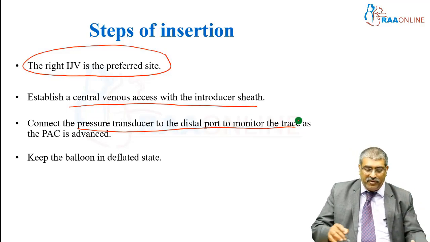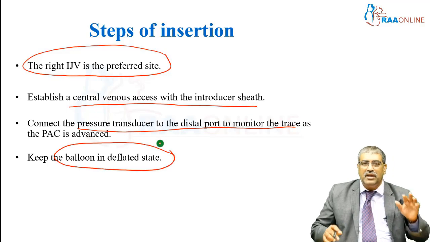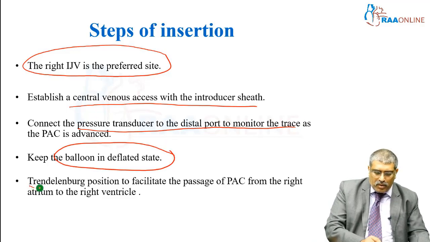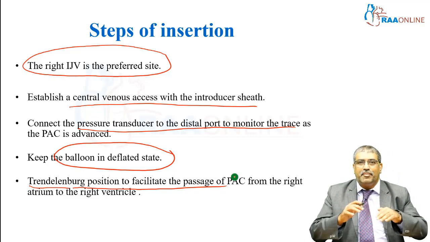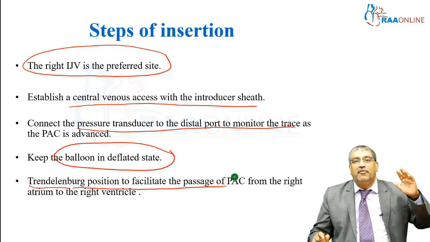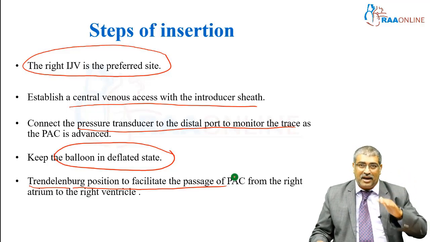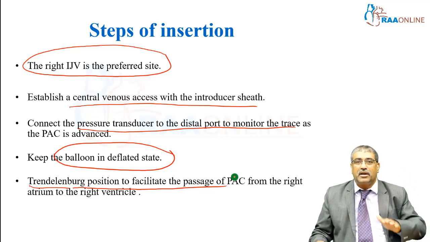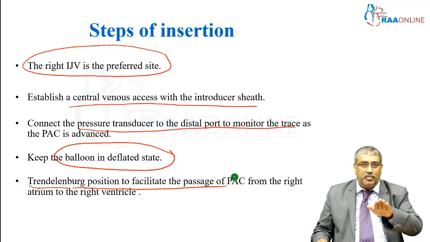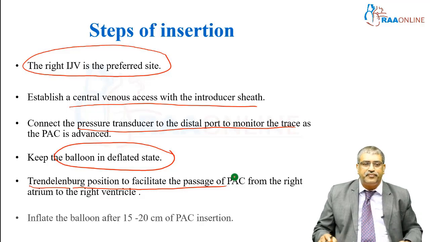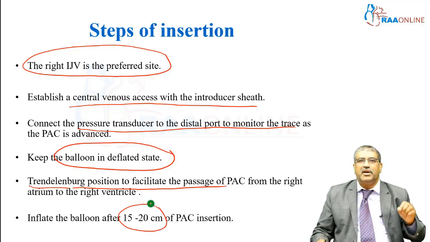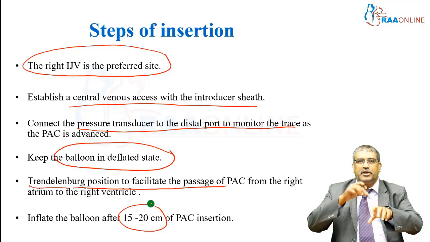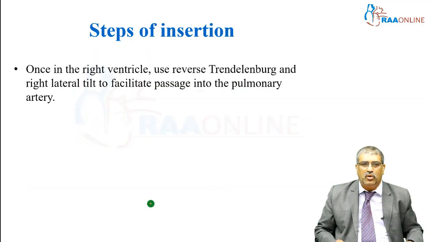Keep the balloon in deflated state until you reach the right atrium. You keep a Trendelenburg position to facilitate the passage of the pulmonary artery catheter from the right atrium to the right ventricle. Until you reach the right ventricle, you keep a Trendelenburg position, that is head down position. Then you inflate the balloon after 15 to 20 centimeter of PA insertion. That is, once you enter the right atrium, you will inflate the balloon.